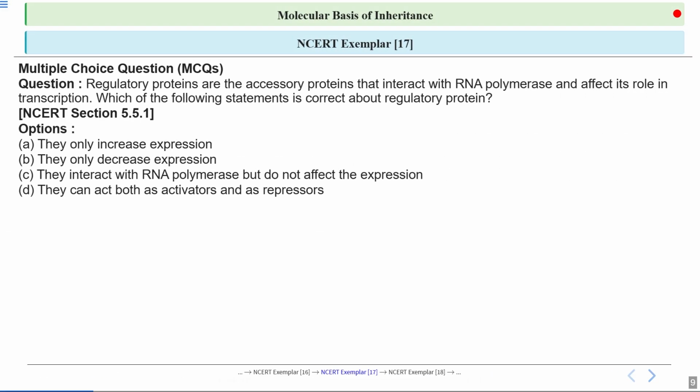Now, next question. Regulatory proteins are the accessory proteins that interact with the RNA polymerase and affect its role in transcription. Which of the following statements is correct about the regulatory protein? What are the options? Option A, they only increase the expression. Option B, they only decrease the expression. Option C, they interact with RNA polymerase but do not affect the expression. And option D, they can act both as activators and as repressors. So what would be the correct answer here?